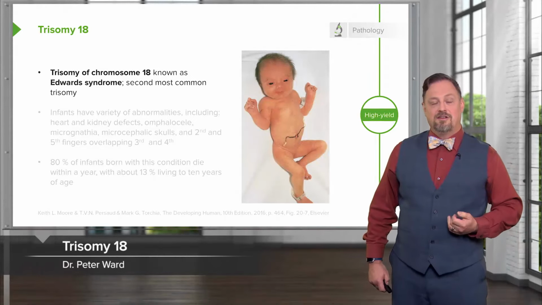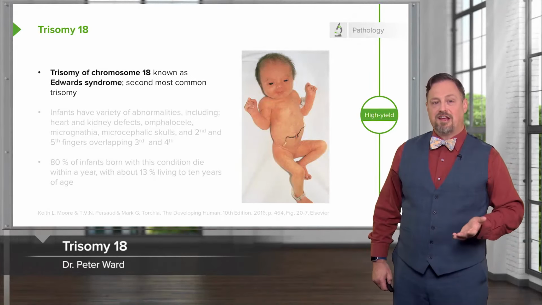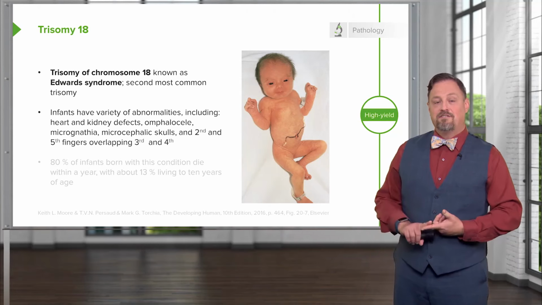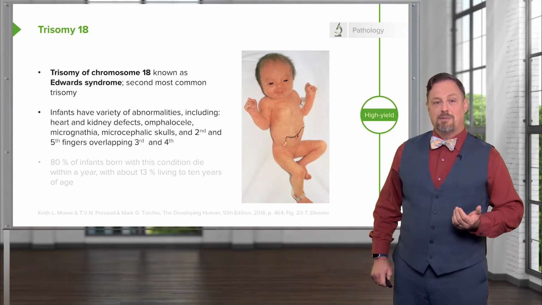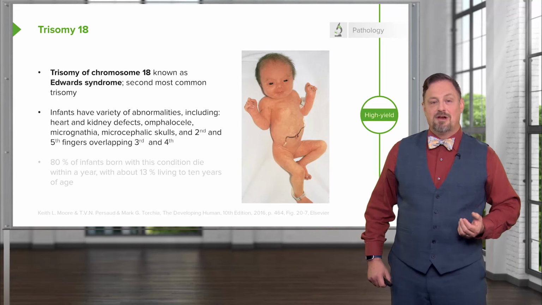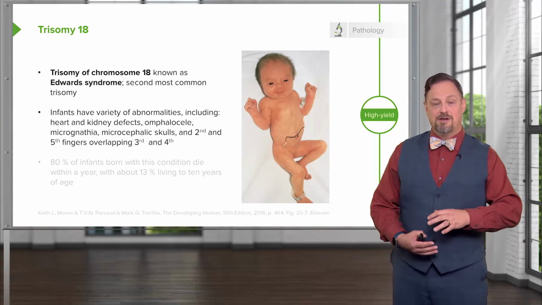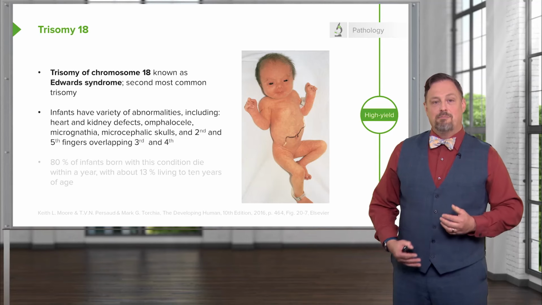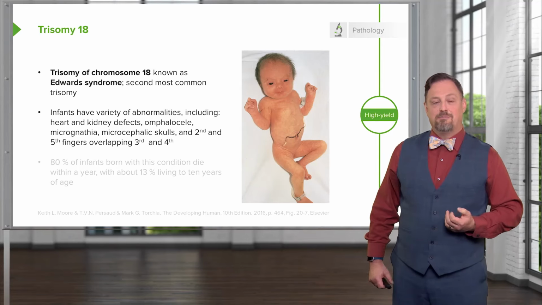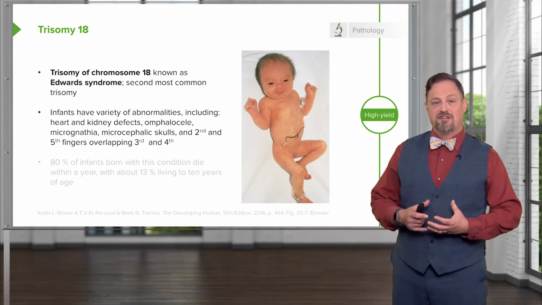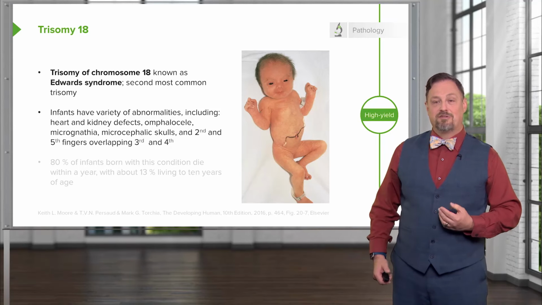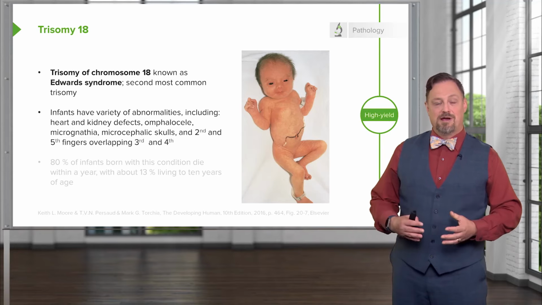Trisomy 18 is called Edwards syndrome, and it is the second most common trisomy. Infants with this are going to have several abnormalities: heart and kidney problems, omphalocele, where contents of the gut have herniated into the umbilical cord, micrognathia, small mouth, and microcephalic skulls, where the skull is actually smaller than we'd expect, sometimes as much as 2 to 3 standard deviations below the expected norm.